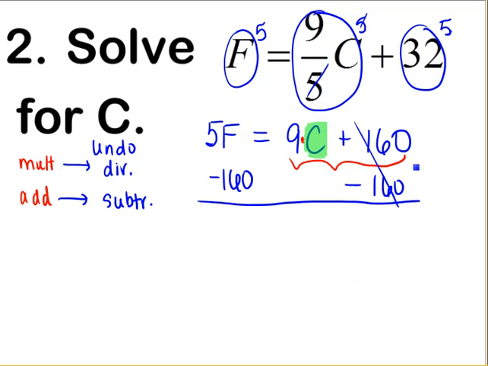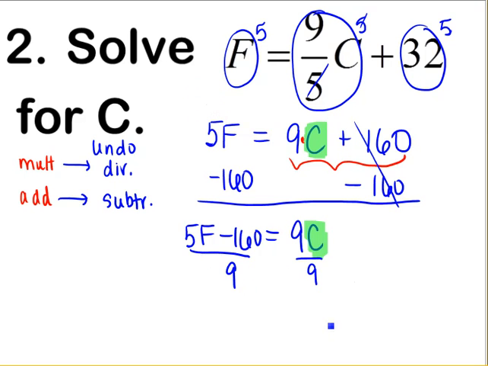So this is now gone from the right-hand side. I now have 9c equals, all I can do is really write 5f minus 160. I still have the c on the right-hand side, and I'm going to be able to divide by 9 on both sides. This is how my answer will stay. I will not simplify it because there are no other like terms.